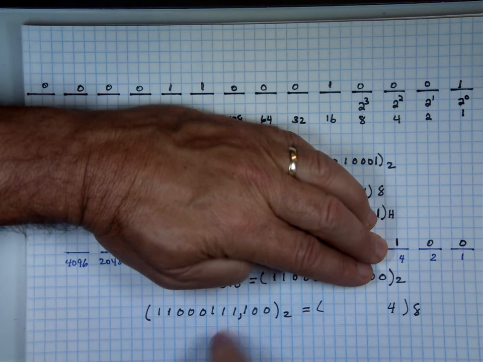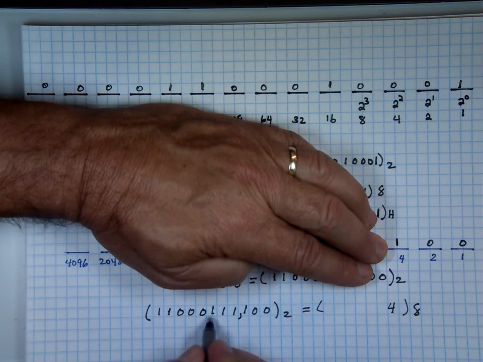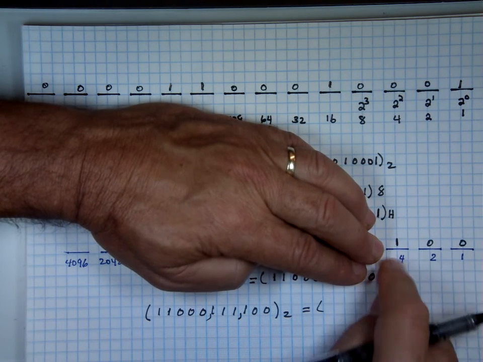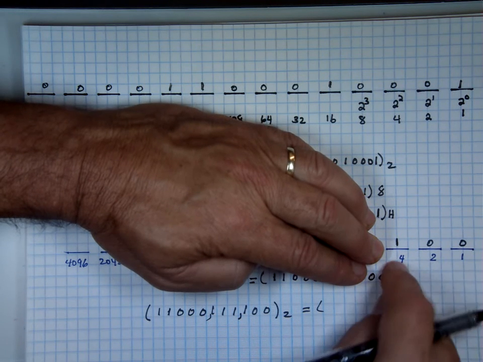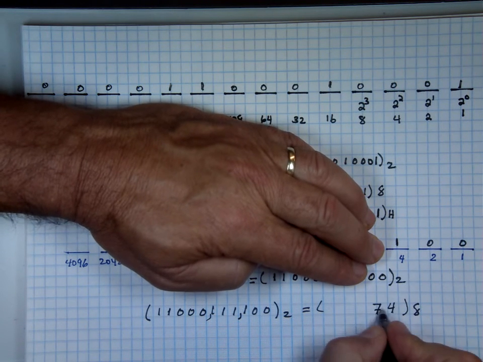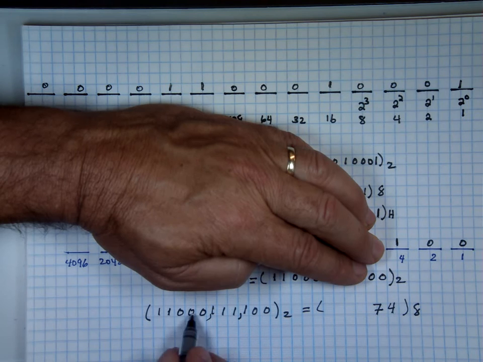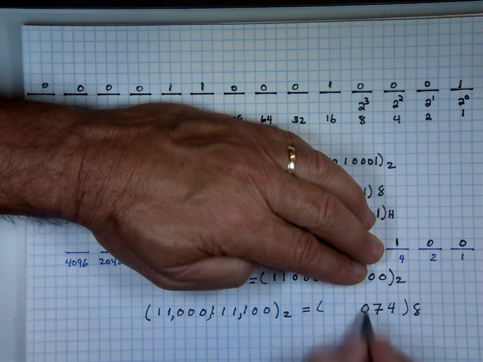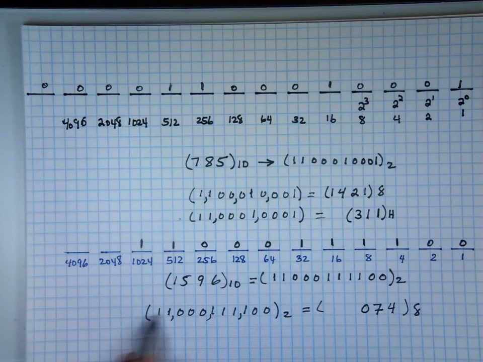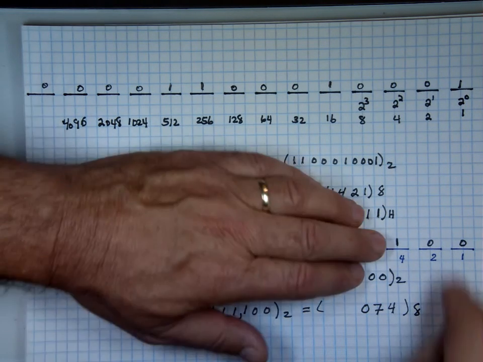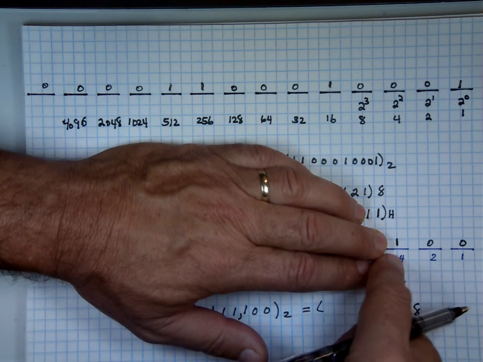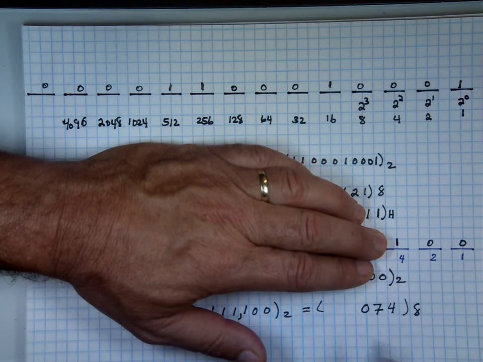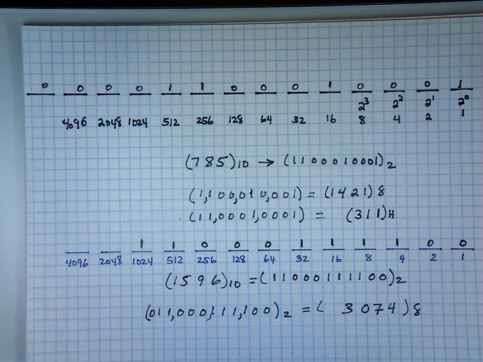The next group, 1, 1, 1. What's 1 plus 2 plus 4? 7. The next group, 0, 0, 0. That's a 0. And the last group, 1, 1, 0. You can put a 0 here. What's 1, 1, 0? Is that a 3? So it's 3, 0, 7, 4.